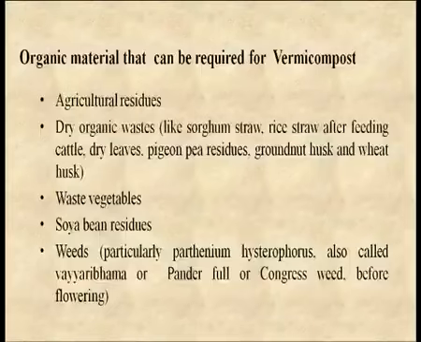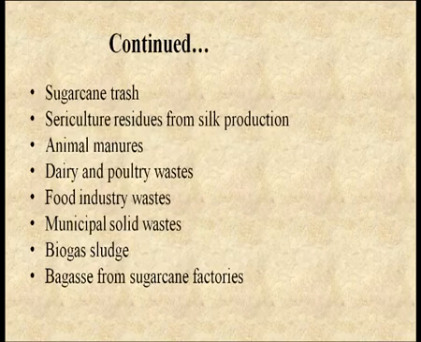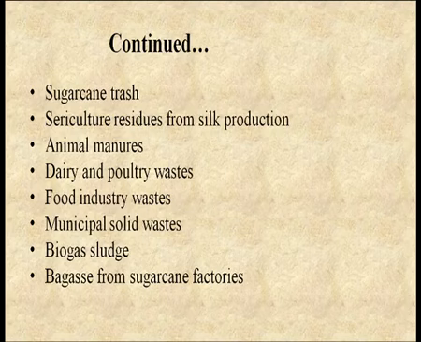Now, we would like to talk about organic materials that can be required for vermicompost. It can be agricultural residue, dry organic waste, waste vegetables, soya bean residues, weeds, sugarcane trash, sericulture residue from silk production, animal manures, dairy and poultry waste, food industry waste, municipal solid waste, biogas sludge, and residues from sugarcane factories.